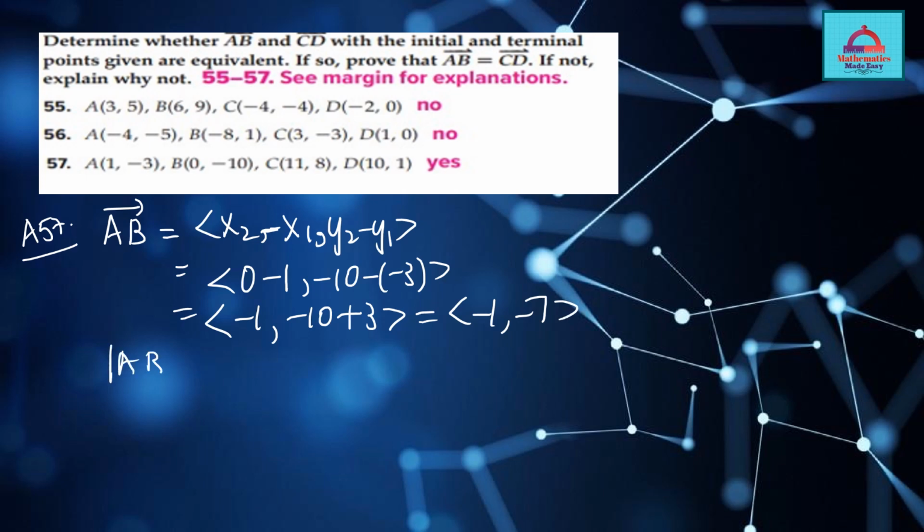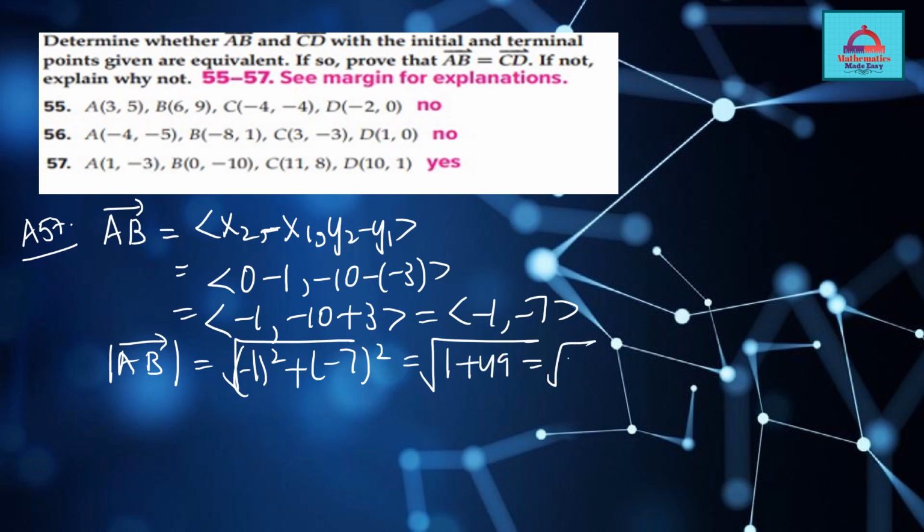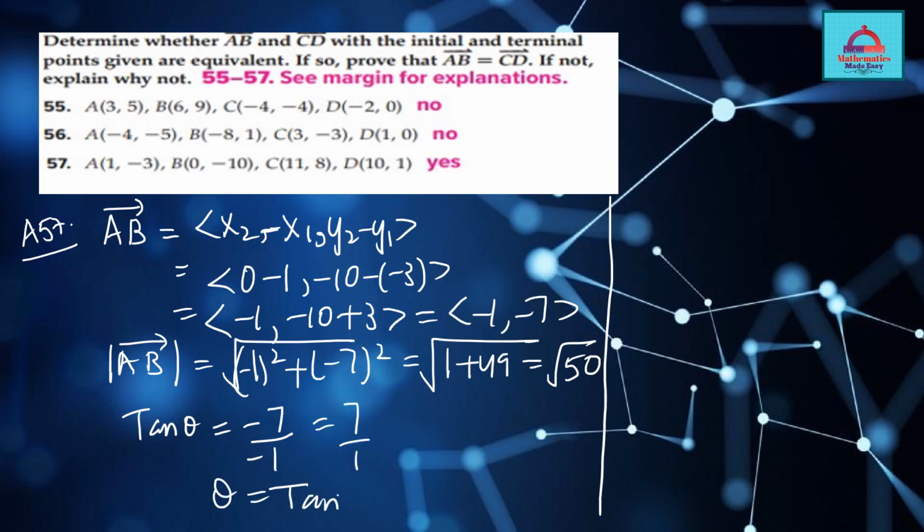Now if you calculate the absolute value, it will be equal to the magnitude of minus 1 square plus minus 7 square, which is equal to 1 plus 49, or square root of 50. Now we want to calculate the angle. So tan of theta will be equal to minus 7 over minus 1, or 7 over 1. So theta is tan inverse 7.